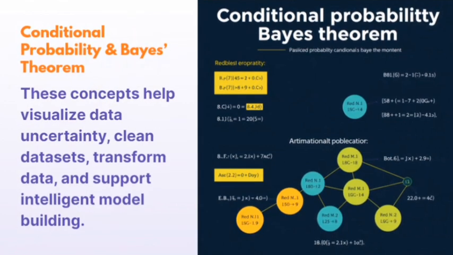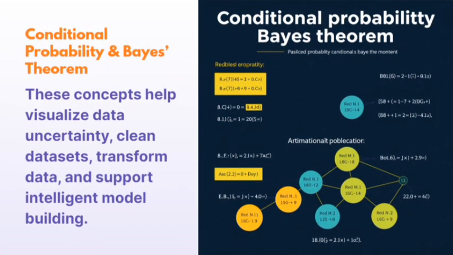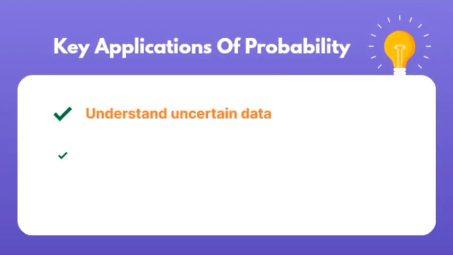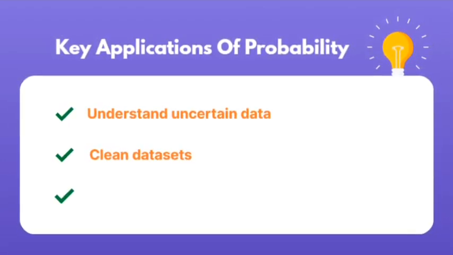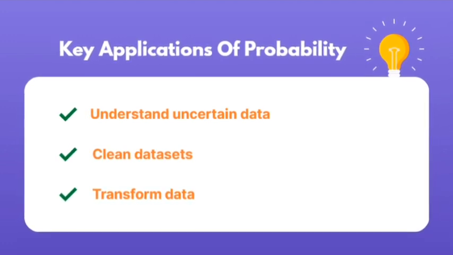Conditional probability and Bayes theorem. These concepts help visualize data uncertainty, clean datasets, transform data, and support intelligent model building. Key applications of probability: understand uncertain data, clean datasets, transform data.